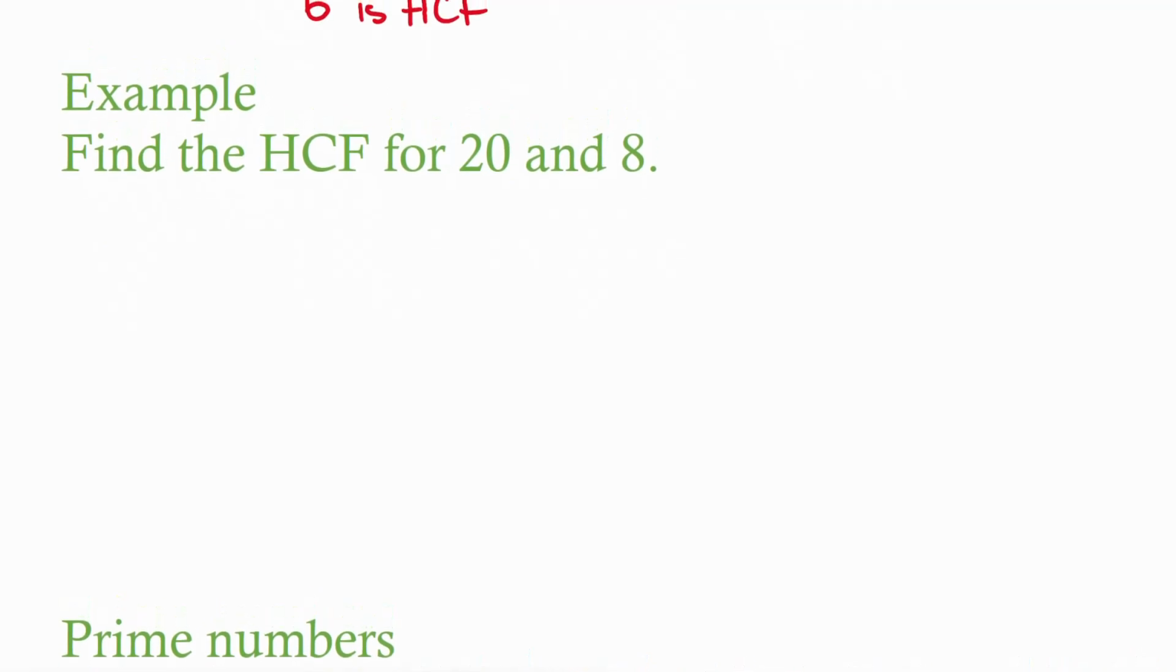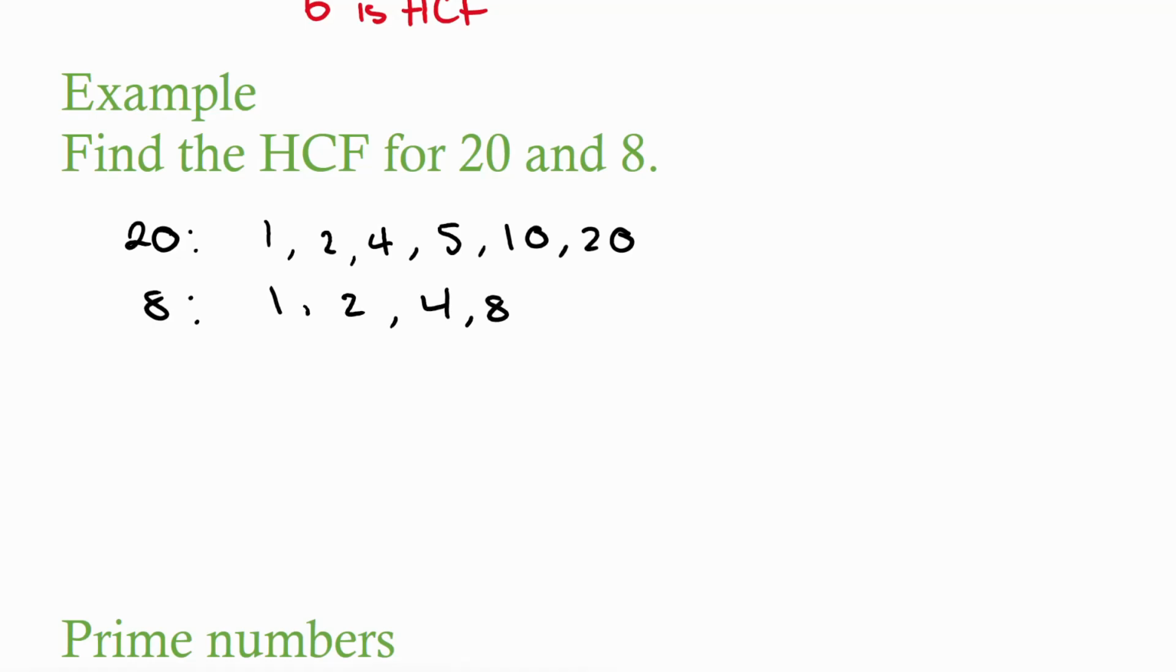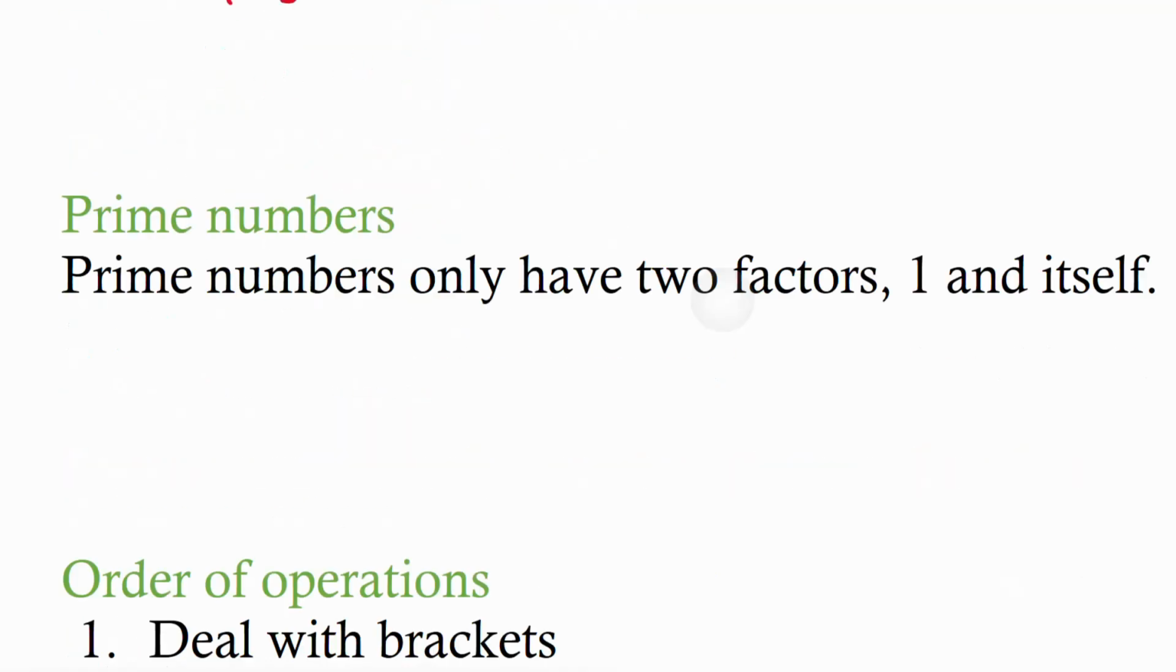We're going to do the same thing with 20 and 8. For 20 we have 1, 2, 4, 5, 10, and 20. Then for 8 we have 1, 2, 4, and 8. So 4 and 4, and 4 is my highest common factor.